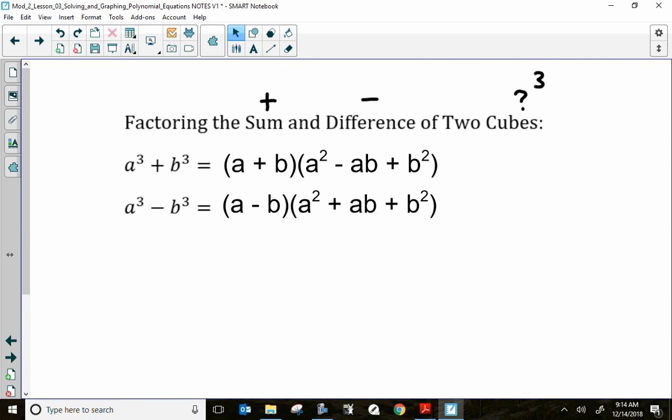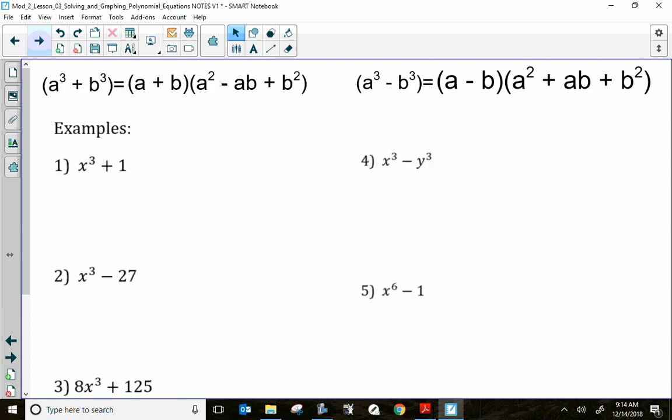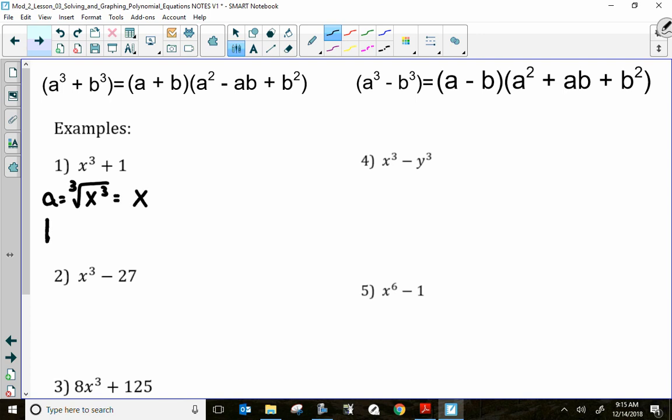So let's go on to the next one. Let's do some of these. All right, I've got our equations on the top of the board here, and these are perfect cubes. So how do I find what my A and my B is? My A value is going to be the cubed root of my first term. That's just x. My B is going to be the cubed root of my last term. And that is just 1.